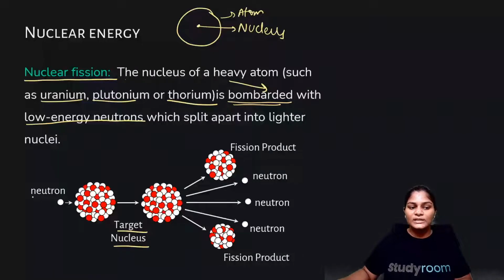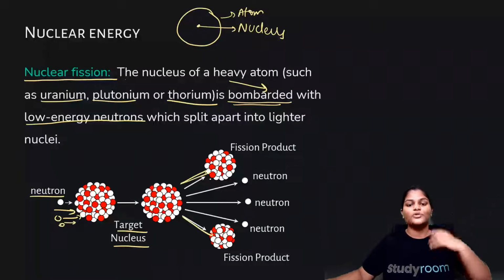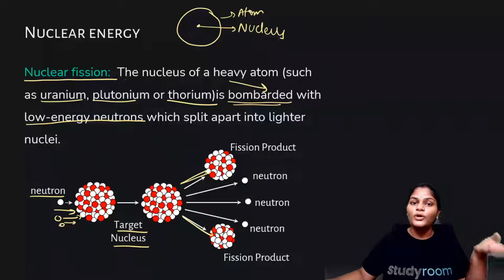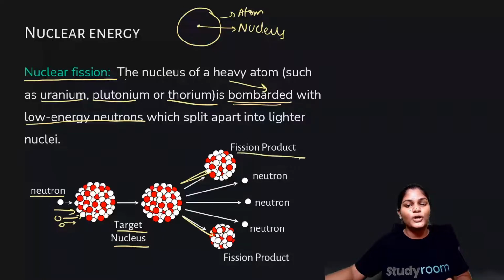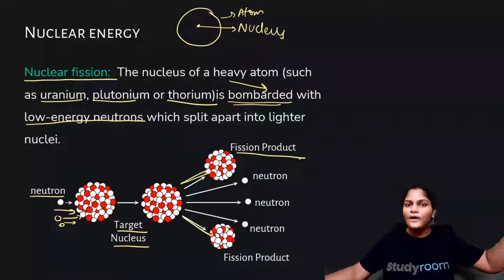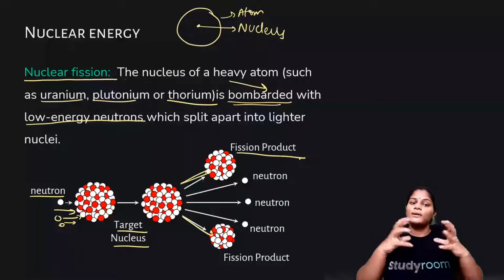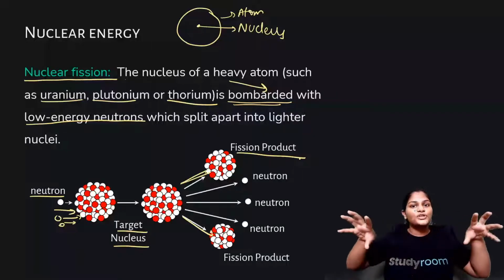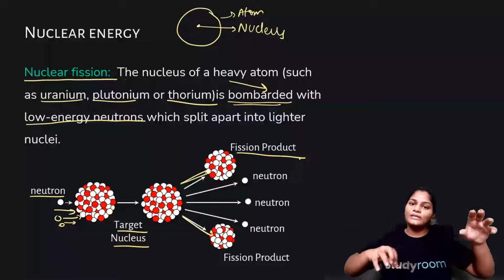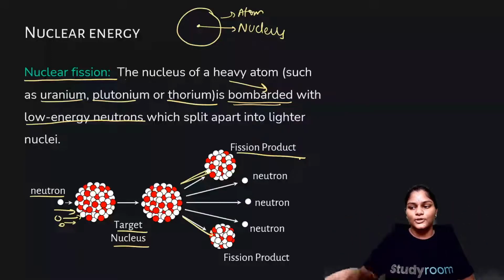So what happens? Many neutrons strike this nucleus, and it basically breaks up into two or even more fission products. Fission products means the product that we get after fission. So this target nucleus, this heavy nucleus of, say, uranium, has undergone fission, so it gives two or say three fission products after undergoing the process. Okay, great.